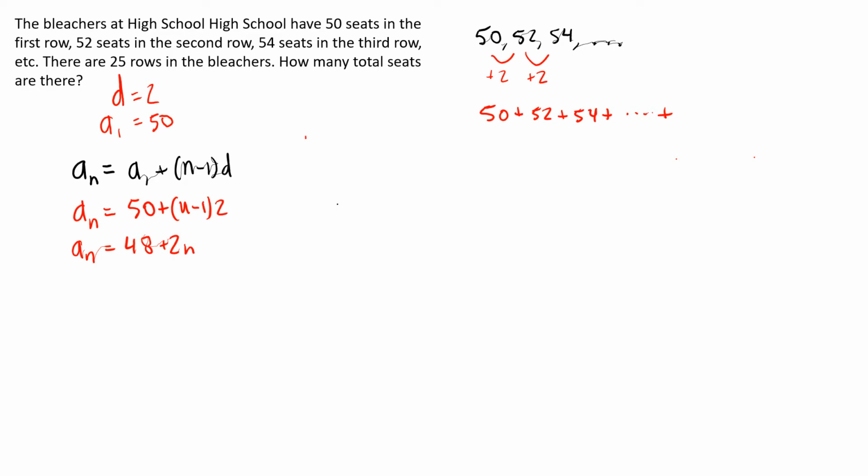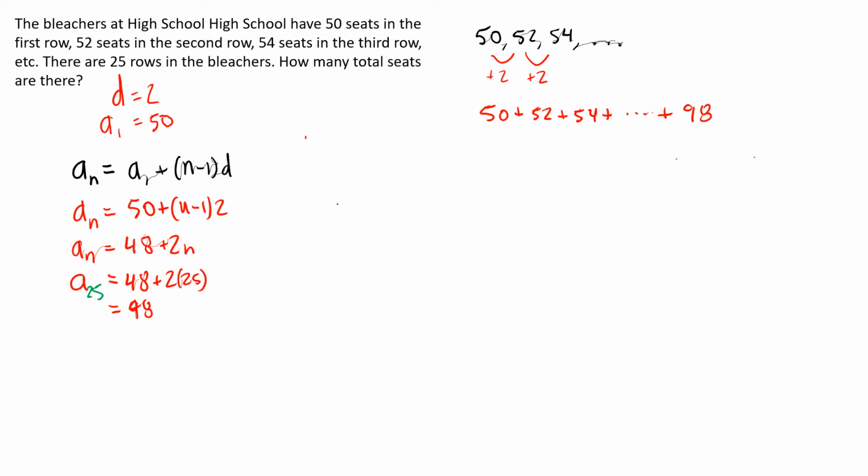Now, we wanted to know a sub 25. We need to know how many seats there are in that 25th row. So 48 plus 2 times 25, which is 50. It's going to be 98. There would be 98 seats in that 25th row. So effectively this would be 98 back here, right?